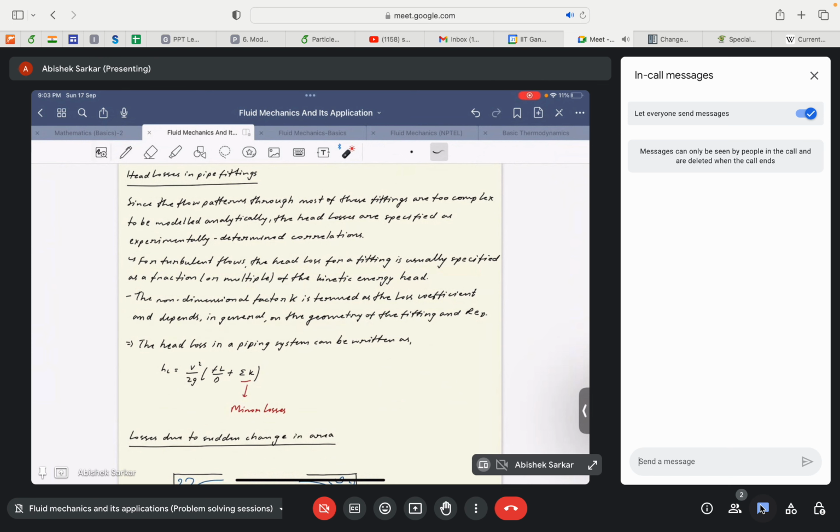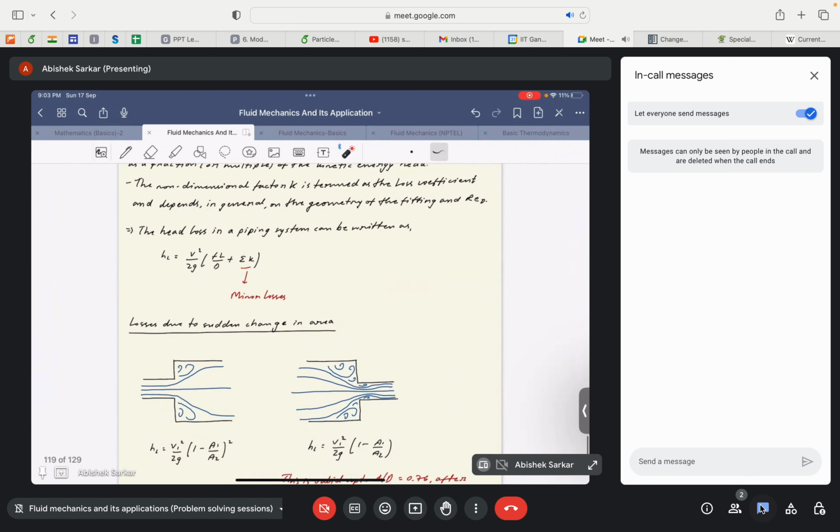Okay, so what it is trying to tell us is that if there is a sudden expansion or contraction in the pipe, which is usually the case, we tend to fix pipes of different diameters as per our requirement, right? So that is usually being done. This kind of arrangement usually results in pressure losses, right?